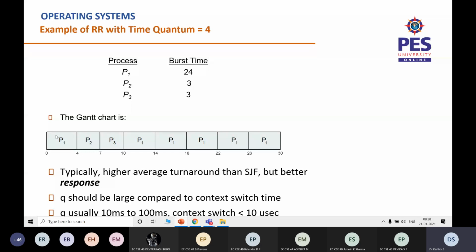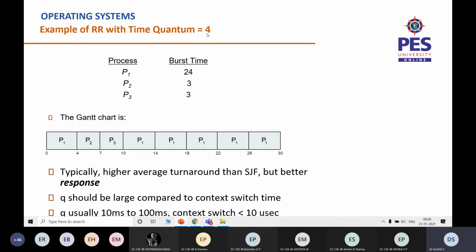So what will happen when we write the Gantt chart? Between 0 to 4, this is going to be done in round robin fashion. There is no priority involved. So between 0 to 4 milliseconds, P1 is going to execute. And between 4 to 8 milliseconds, P2 is supposed to execute. But you see, P2's required burst time is just 3 milliseconds. Our time quantum is 4.